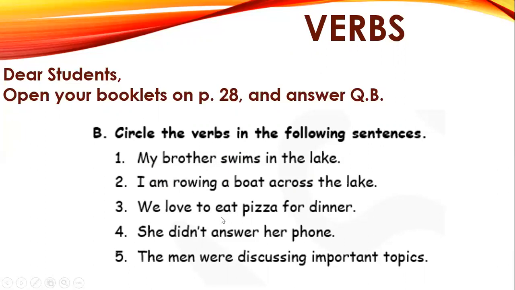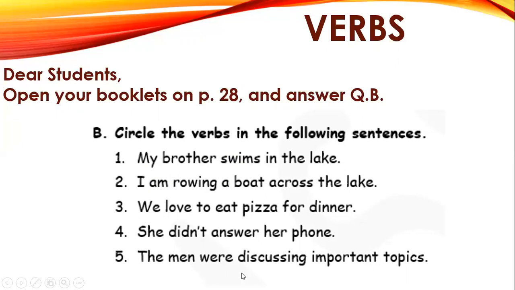3. We love to eat pizza for dinner. The verb here comes after the subject we, so the verb is love. 4. She didn't answer her phone. Here there is a verb phrase, and it is placed after the subject. The subject is she, and the verb phrase is didn't answer. The helping verb here is didn't. It helped the main verb to change the sentence into the past tense.